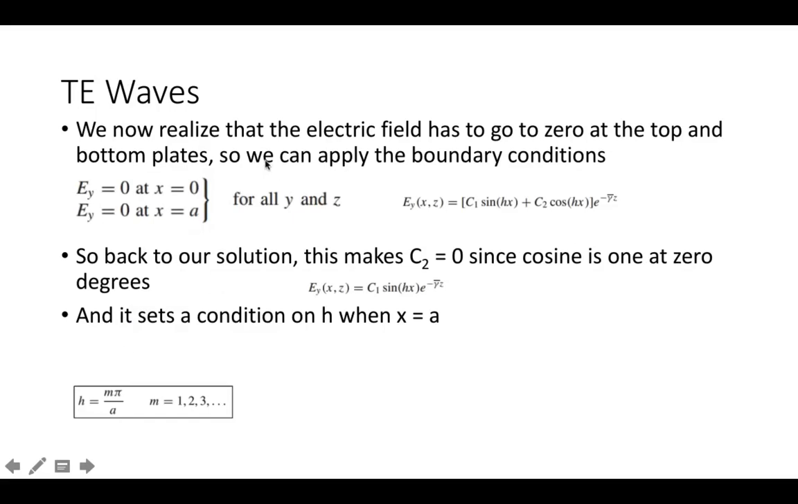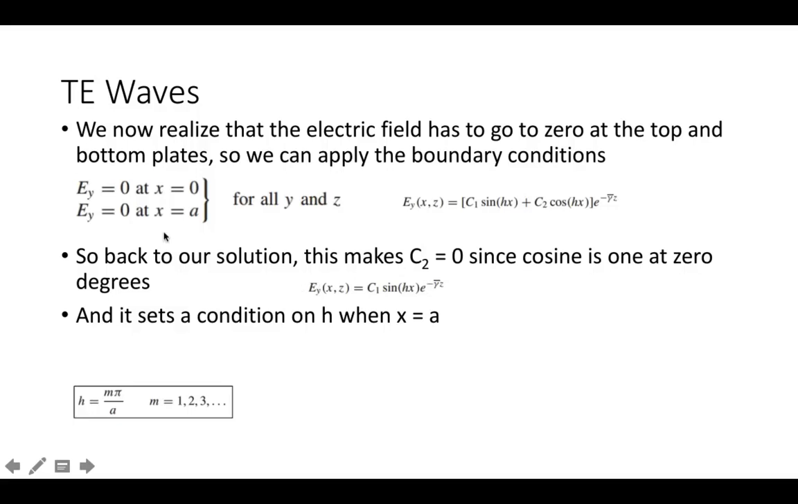So first of all, we have to realize the electric field has to go to 0 at the top and bottom plates. So at x equals 0, all components of the electric field have to be 0. So E_y is 0 at x equals 0, and it's also 0 at x equals a. If we look at our equation here, and notice that I plugged the z dependence back in, this cosine term, C2, is going to have to be 0 in order to satisfy this top boundary condition. So that then leaves us with the following equation.